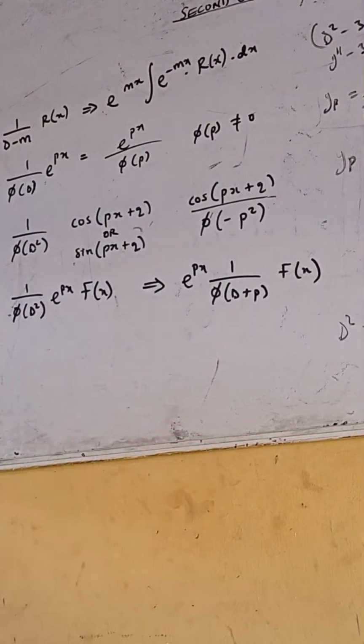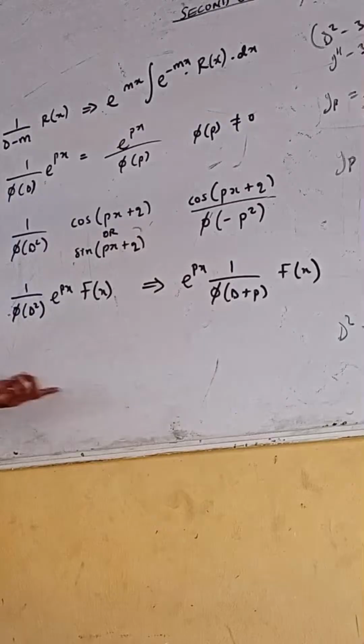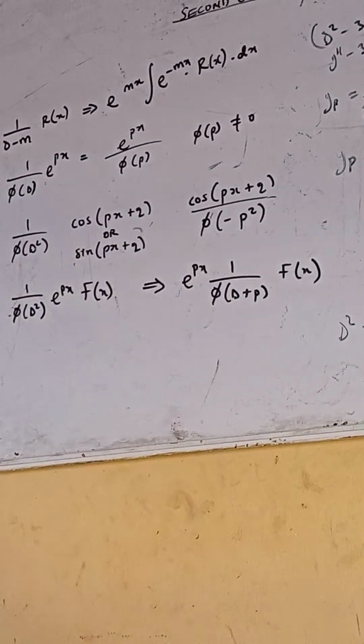But if they give us something like this, should we do this? I have a question: e raised to minus 2x plus 2x, we keep plus 3. This one might be long.